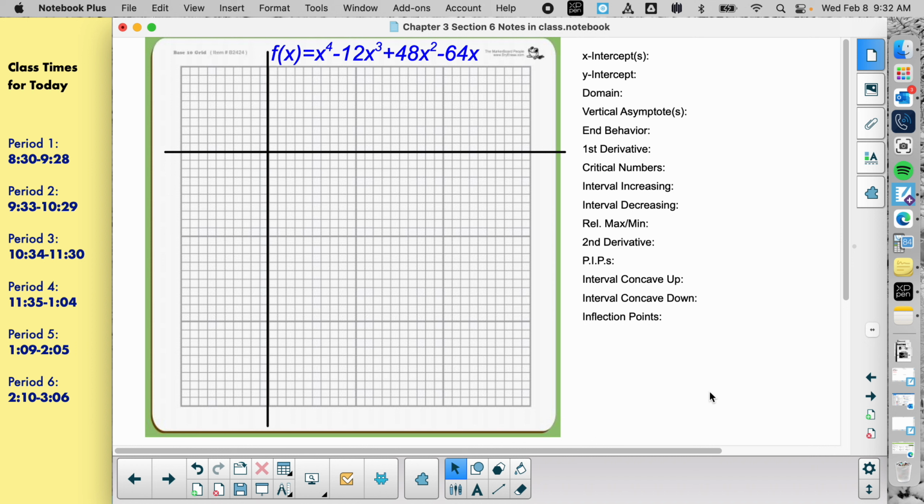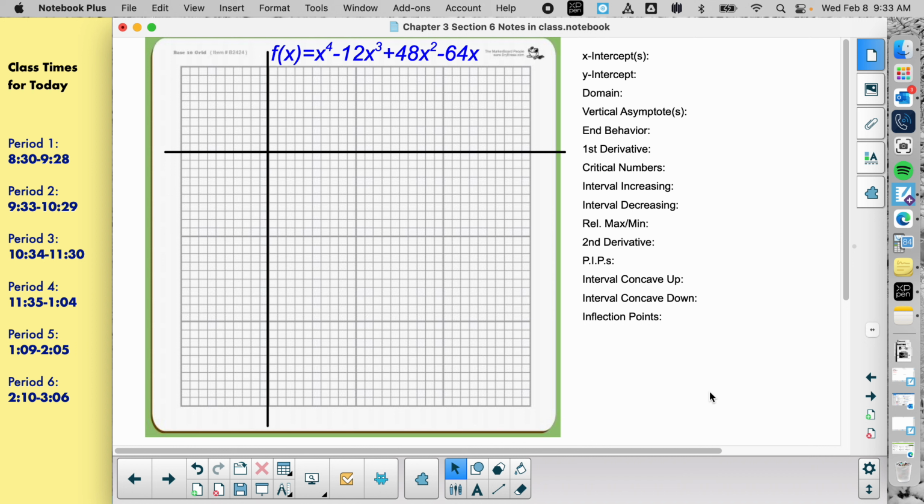Off on the right-hand side, you'll see all the different things that we're trying to figure out before we graph it. And it's a lot of stuff. It's essentially everything and anything we've learned how to do by hand about an equation. And then that's what allows us to make a nice, accurate graph without a calculator. And honestly, these aren't going to be difficult. They're just extremely time-consuming.